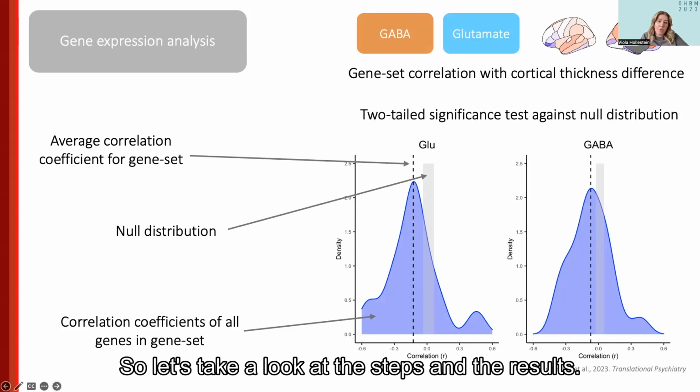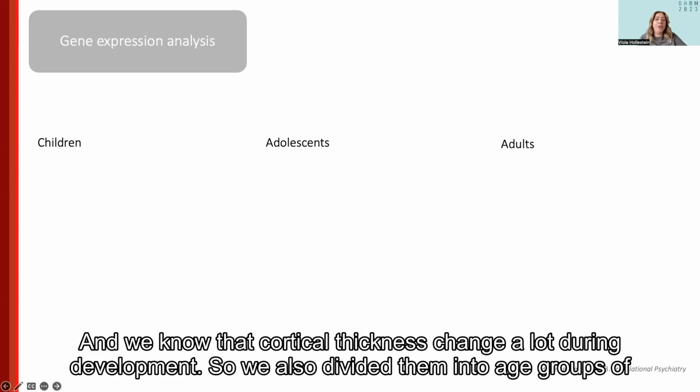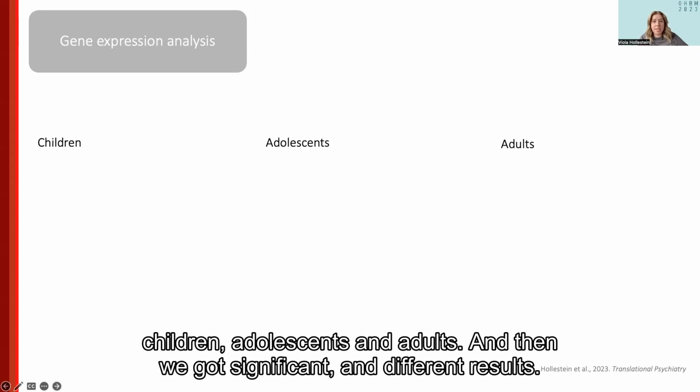So let's take a look at the stats and the results. When we first ran this across our entire data set, we saw no significant correlations. However, our participants were between 6 and 30 years old, right? And we know that cortical thickness changes a lot during development. So we also divided them into age groups of children, adolescents, and adults. And then we got significant and different results.